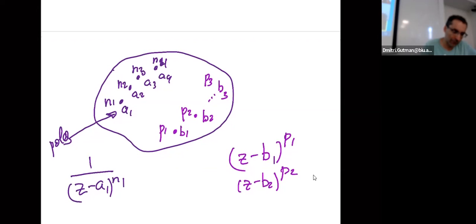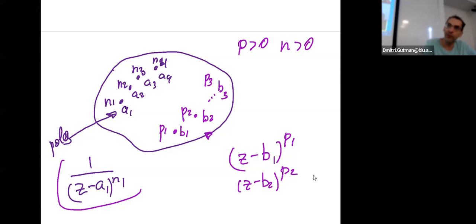Can you explain the difference again between P and N? So here's the difference. P is greater than 0, N is greater than 0. So N... No, N is less than 0. No, we assume that N and P are integers greater than 0.